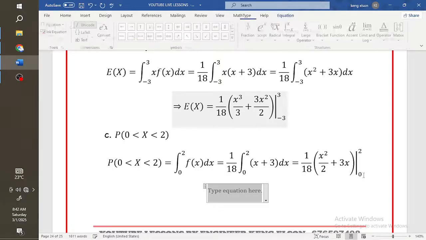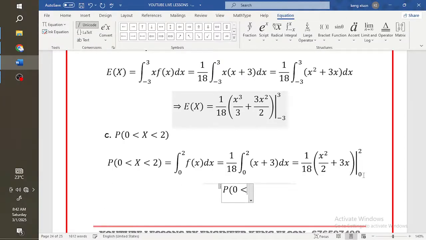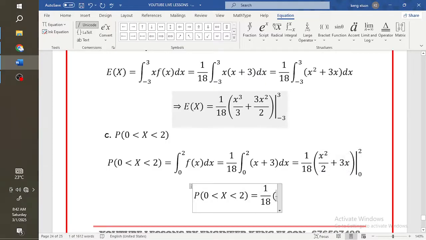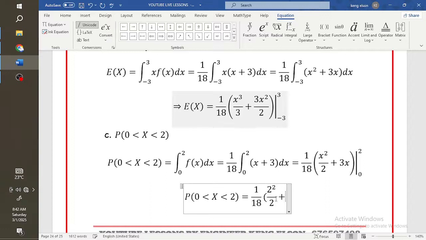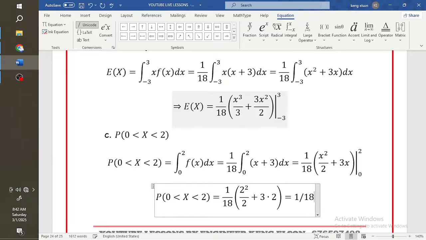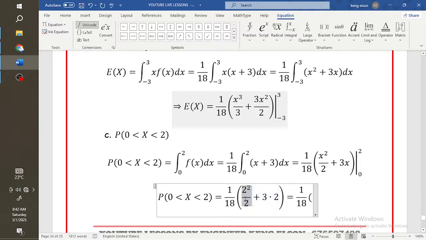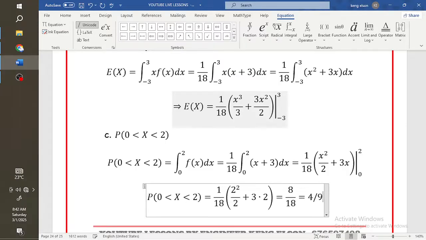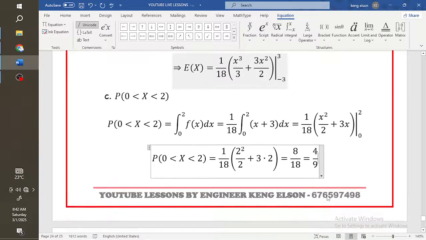So in conclusion, what do we mean? We mean that the probability of 0 less than x less than 2 is equal to 1 over 18. This one is nice because if we fit 0 here, we have 0. So we just fit 2. So we have 2 squared on 2 plus 3 times 2, which gives me 1 over 18 into 2 squared on 2, which is 4 on 2, which is 2. And 2 plus 6 is 8. So you are going to have 8 over 18. And 8 over 18, 2 goes there 4 times and goes there 9 times. So that is my probability.